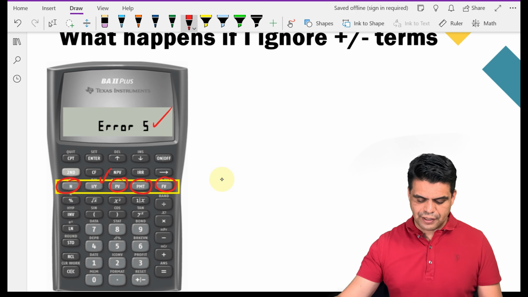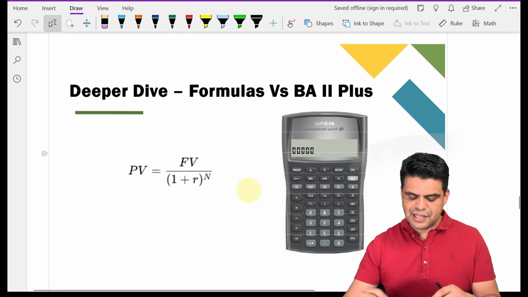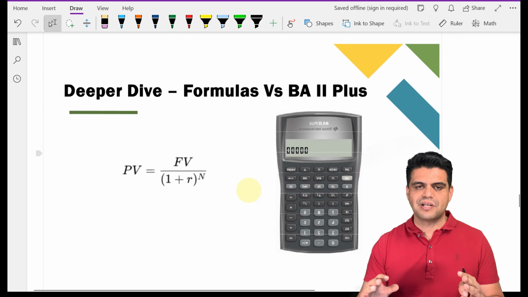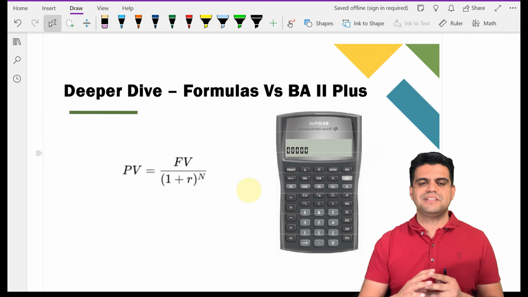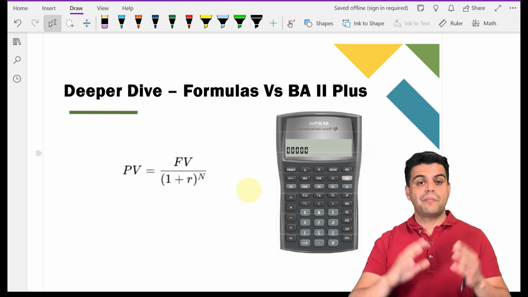All right, there was one thing. Now I'm going to do a little bit of a deeper dive. If you really just needed to understand very quickly whether to use positive or negatives, I'm pretty much done.